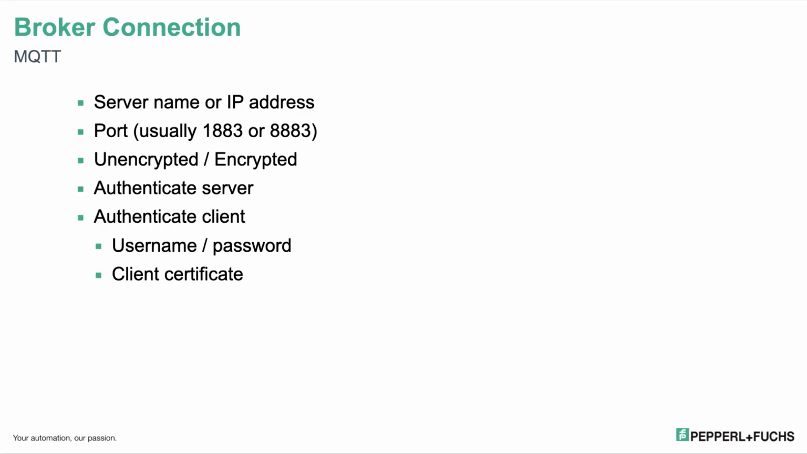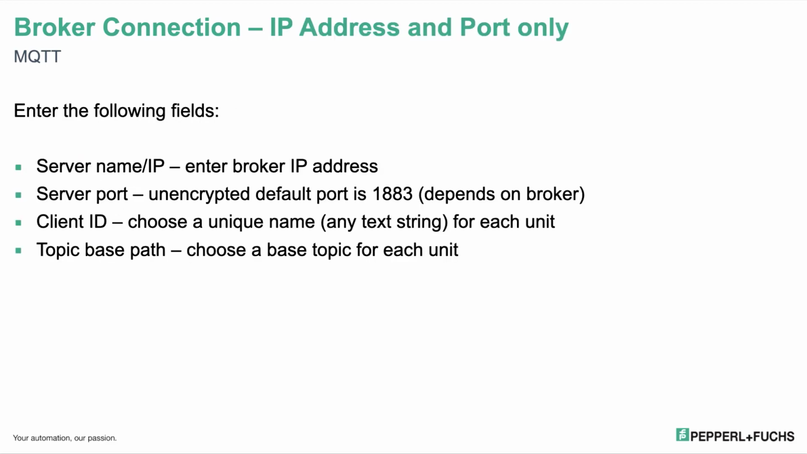With the broker connection, you will need a server name or IP address, a port, which is generally 1883 or 8883, define whether it is unencrypted or encrypted, authenticate server, and authenticate client with the username and password and the client certificate. Regarding the IP address and port, you will want a broker IP address, the server port, which the default port is 1883, a client ID, which you can choose a unique name and any text string will do, and a topic base path, and you will want to choose a base topic for each unit.